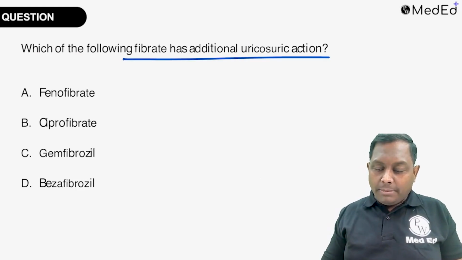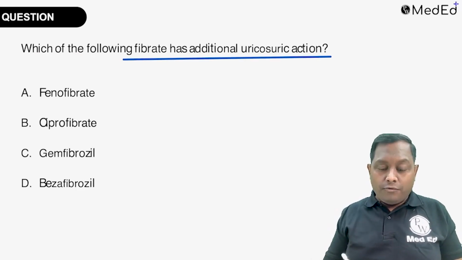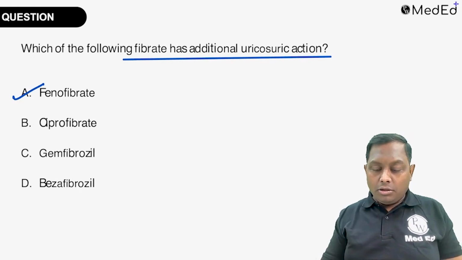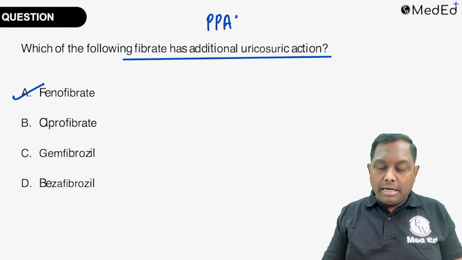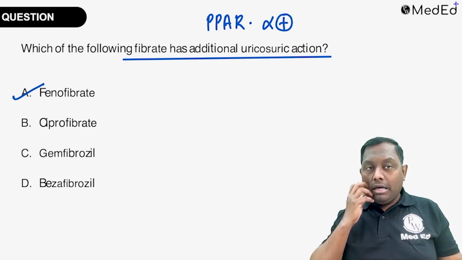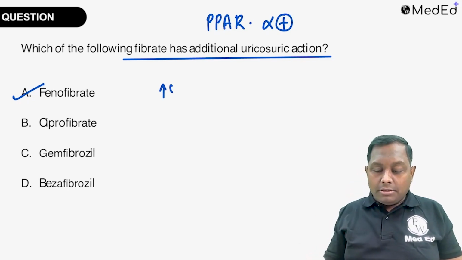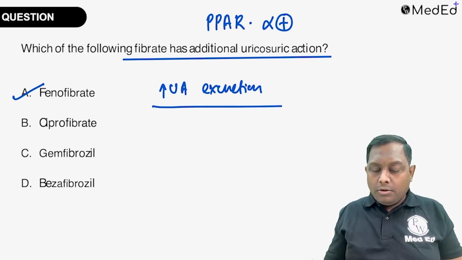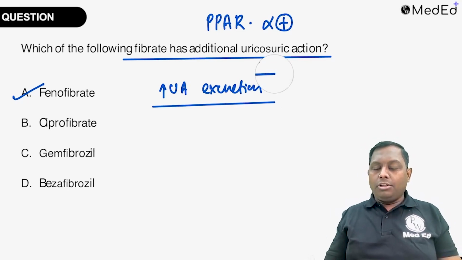Which of the following fibrate has additional uricosuric property? So fenofibrate is the one, because we already know all the fibrates have PPAR alpha agonistic property. The one that can also increase the uric acid excretion is going to be your fenofibrate. They can promote the uric acid excretion.